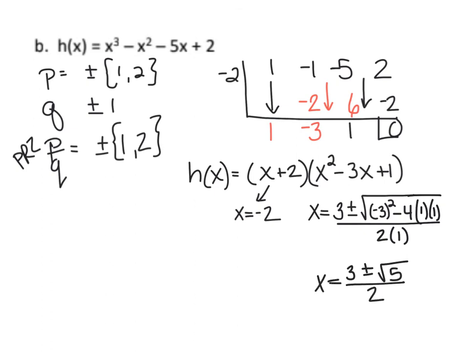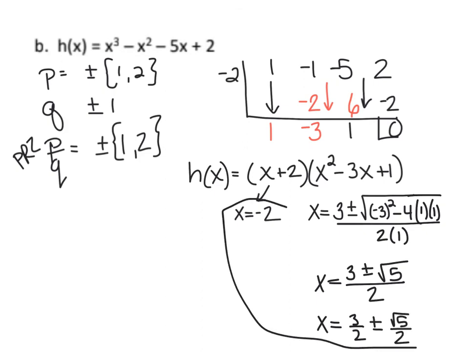So my other two solutions are right here. These could be expressed also as 3/2 plus or minus root 5 over 2. So here are my 3 actual zeros.